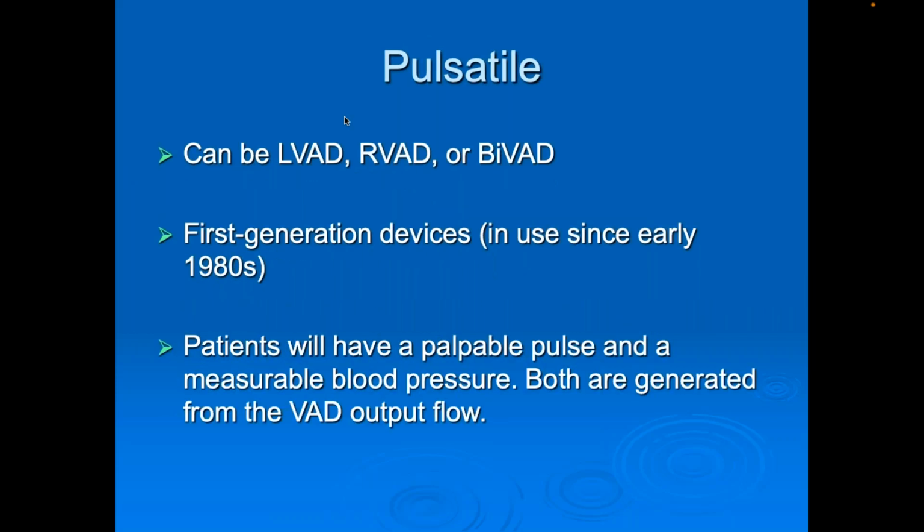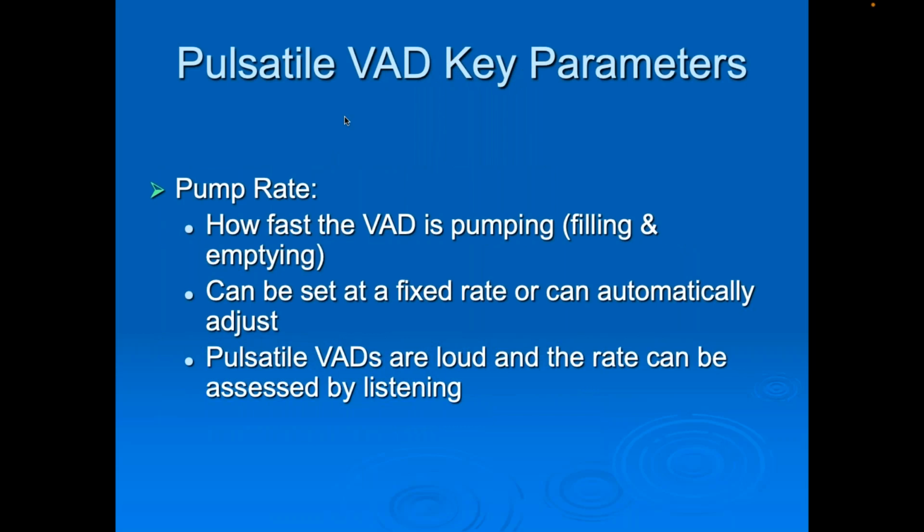Pulsatile can be LVAD, RVAD, or BiVAD, and the first generation devices were in early use back in the 1980s. Patients will have a palpable pulse and a measurable blood pressure. Both are generated from the VAD output flow. The pump rate is based on how fast the ventricular assist device is pumping, filling, and emptying. This can be set at a fixed rate or can automatically adjust. The pulsatile VADs are loud, and the rate can be assessed just by listening.